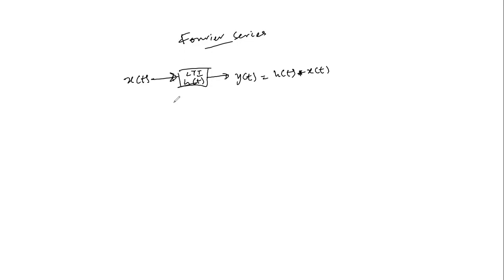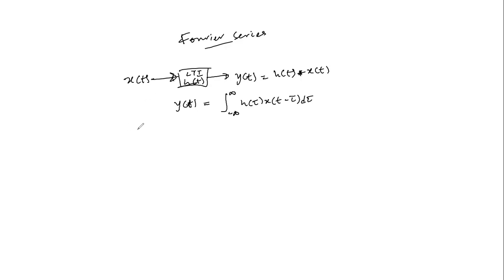Here we have that the output y of t is represented by the convolution sum or integral to be the linear combination of some shifted impulses. That is, the convolution integral, taking limits from negative infinity to infinity, h of tau, s of t minus tau d tau. The s of t minus tau are some shifted impulses.